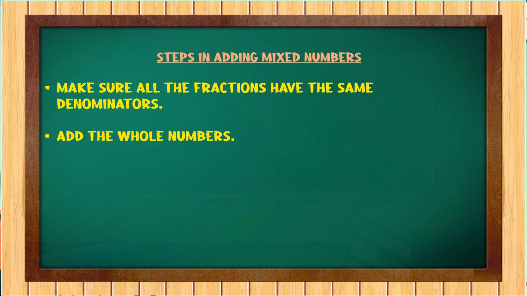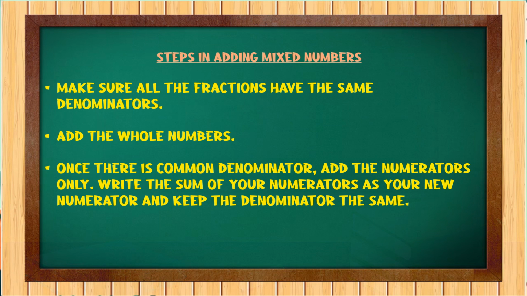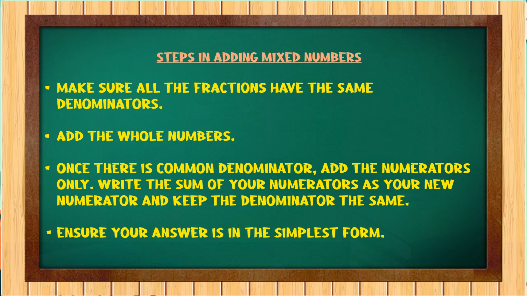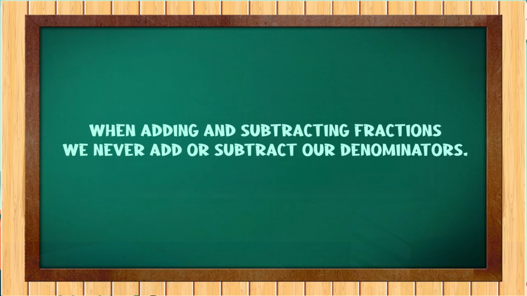We add our whole numbers. Once there is a common denominator, add the numerators only. Write the sum of your numerators as the new numerator and keep the denominator the same. Ensure your answer is in the simplest form, that is, reducing your fractions to lowest terms or making improper fractions mixed numbers where necessary. Boys and girls, it is important to remember when adding and subtracting fractions, we never add or subtract our denominators.